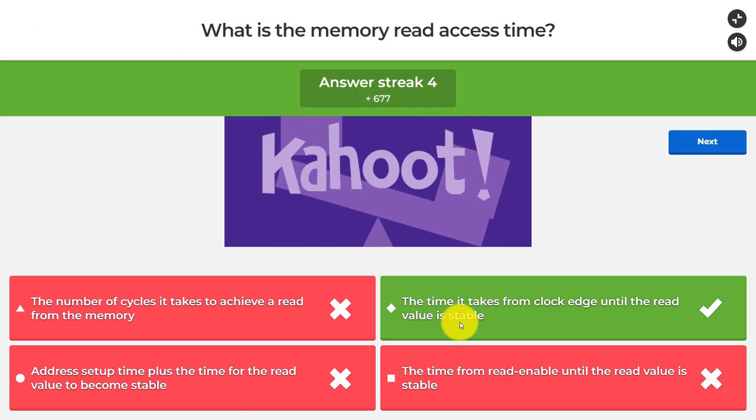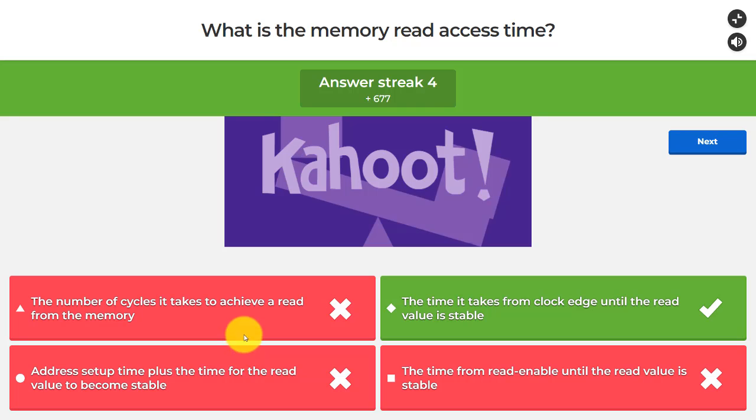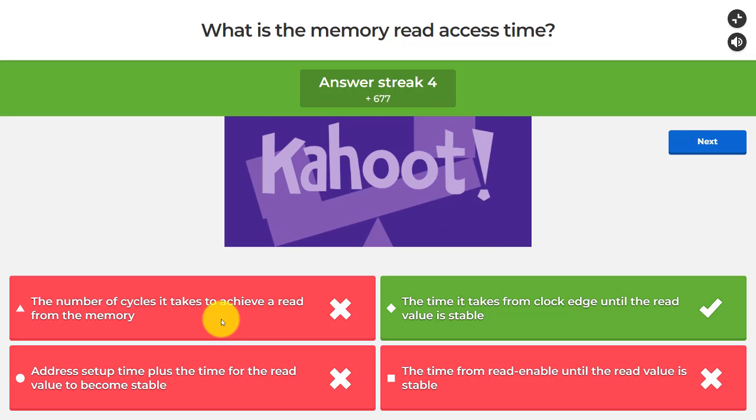So that was our answer over here, and the other ones are not true. We do call this a single cycle latency SRAM, and that's the number of cycles it takes to achieve a read, but that is not the definition of read access time. Of course, that would be very dependent on the clock frequency, and we just say it has to work in one cycle, regardless of the frequency.